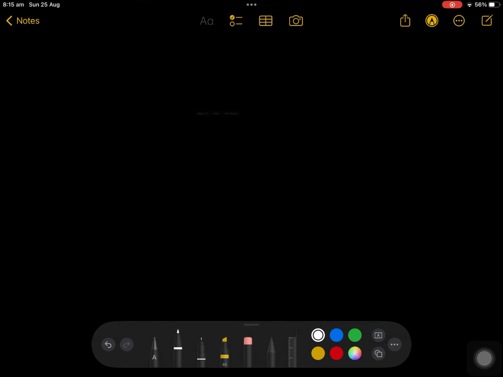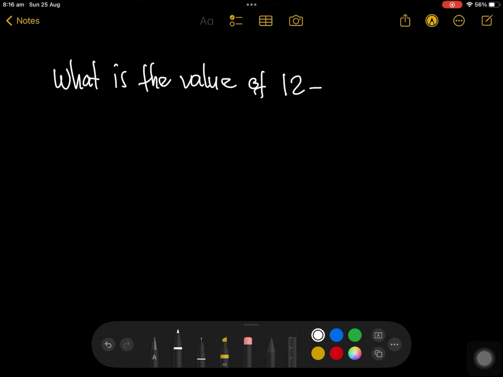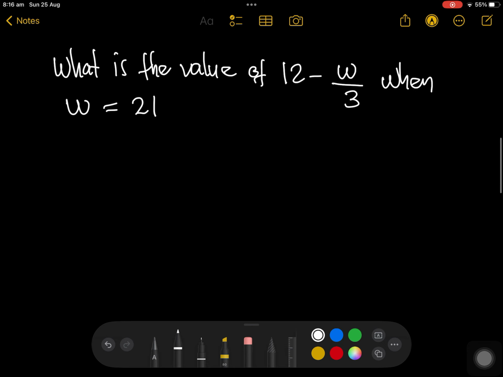Okay, what about if you have, what is the value of 12 minus w over 3 when w is equal to 21? So all you have to do is change w by 21 in the expression. So you have 12 minus, substitute w by 21, divided by 3.